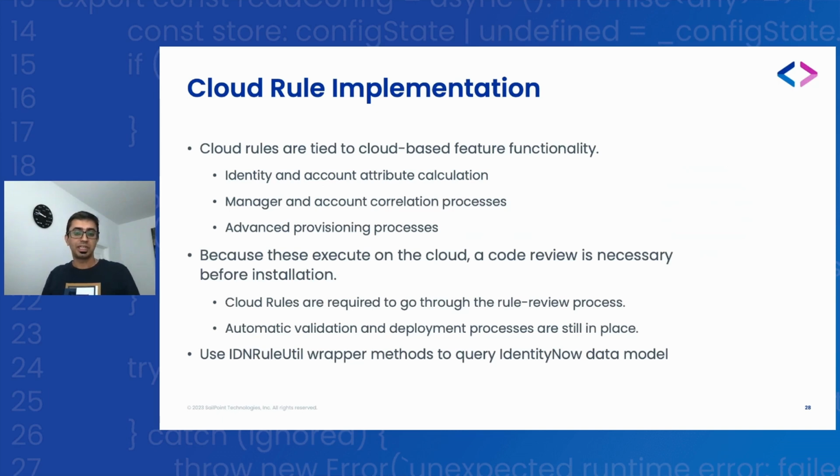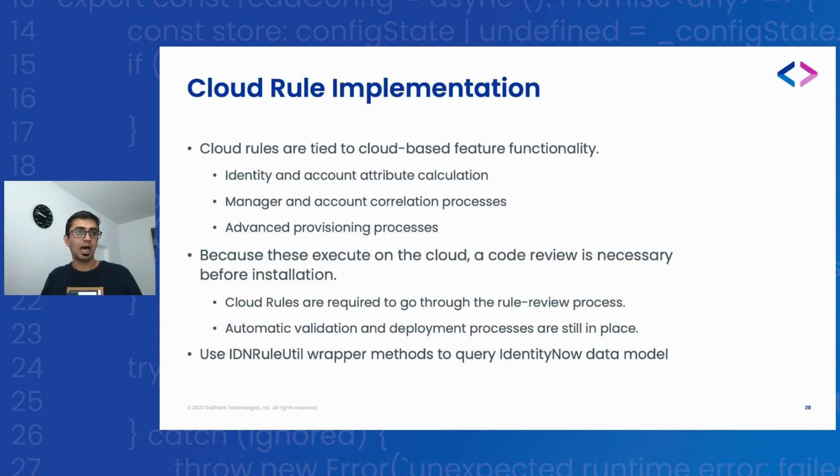So the cloud rules are tied to the cloud-based functionality. So these rules are embedded in the microservices, right, that live in the SaaS architecture. So the examples include the identity attribute calculation, right? As we saw, typically the identity attribute will be defined on the identity profile, and sometimes if you're not able to achieve the desired results of the transform, then we need to implement this identity attribute rule, right?